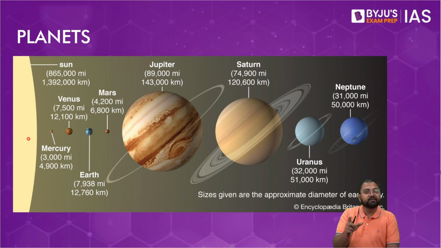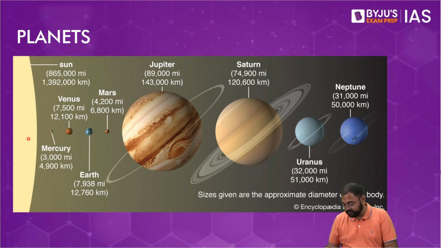The pink color largely is because of oxygen, and green color is largely because of nitrogen. And we know that our atmosphere is largely made of nitrogen and oxygen, almost 78% nitrogen and 21% oxygen. That's the primary reason for the green color and the pink color.